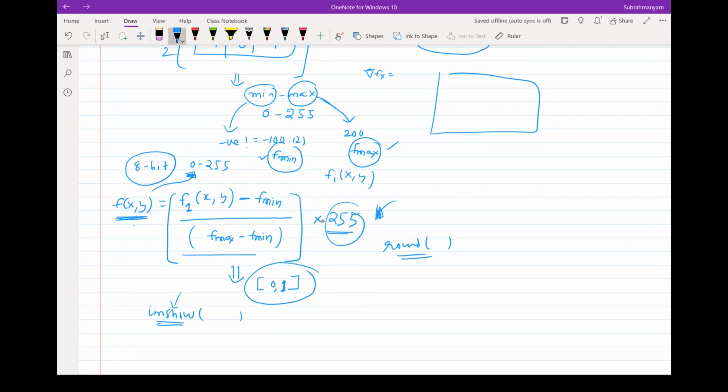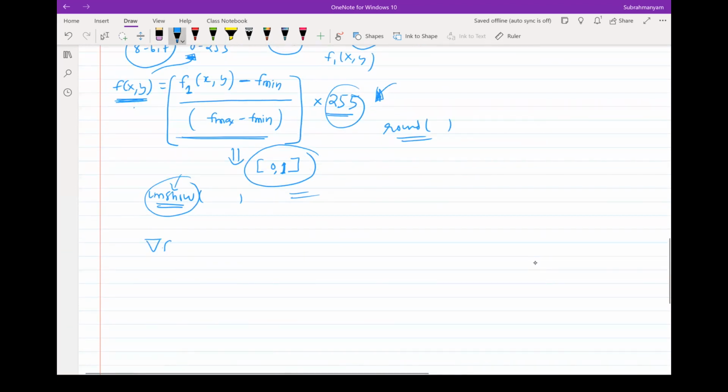So all you need to do is simply this normalization. Sometimes the image show command itself would normalize and show it, but you have to know what exactly it is doing. Otherwise, sometimes the result you would be getting is not what you intended. You should have very good clarity on what's happening when you are using it to either display or save the image. So we have written, let's say, the gradient of that image in the x direction.